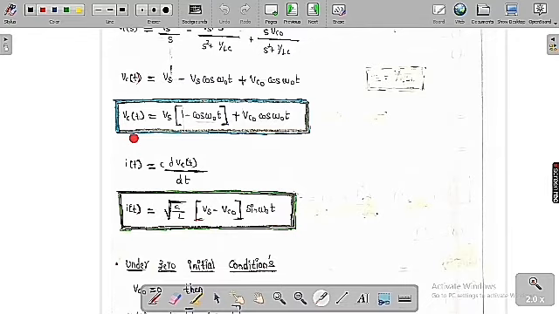Therefore Vc of t is equal to Vs into 1 minus cos omega naught t plus Vc naught cos omega naught t, whereas I of t is equal to under root of C by L into Vs minus Vc naught sin omega naught t.